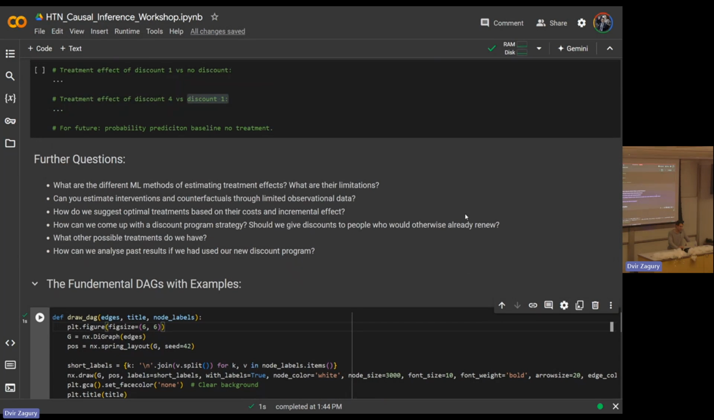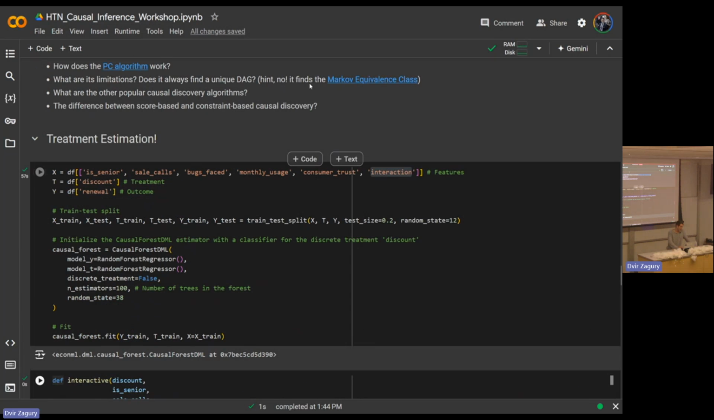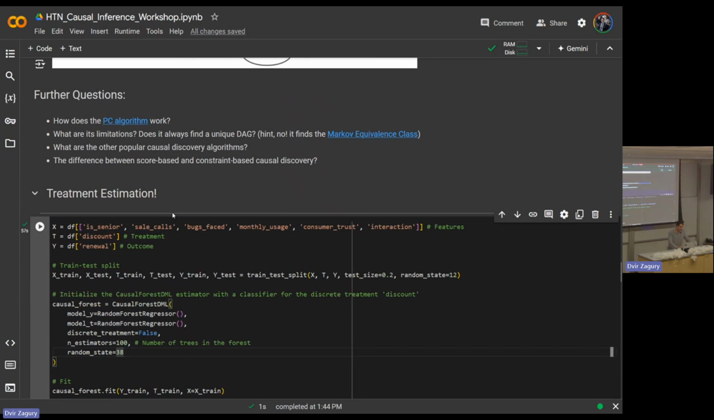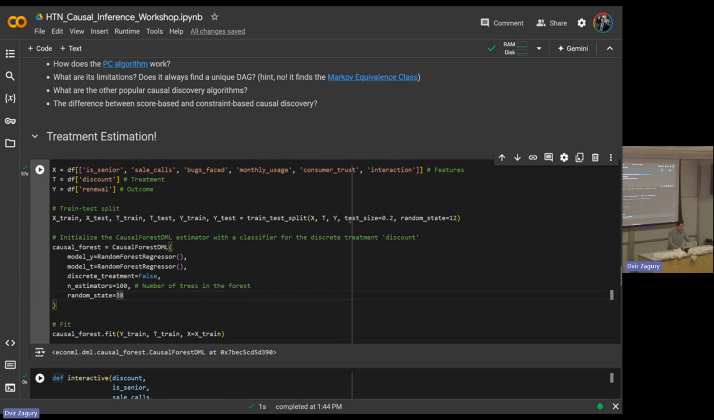So you can look around this and play with the treatment estimations. You can give it a different number of trees in the forest. This is just a number that you can change, or anything else that you want to do here, you can change. Just make sure you copy the file and change it on your end. And I'll walk around and see what you do.